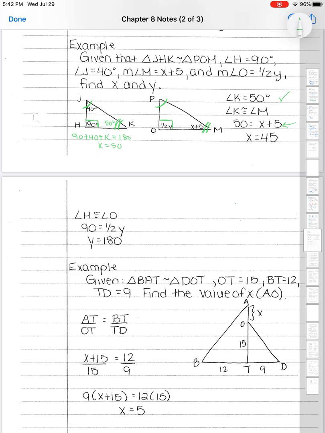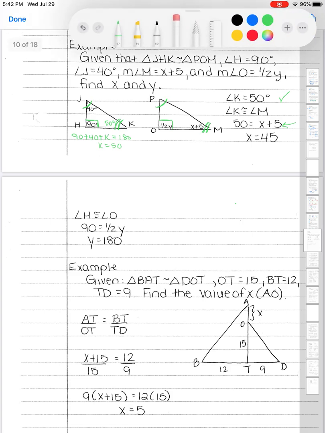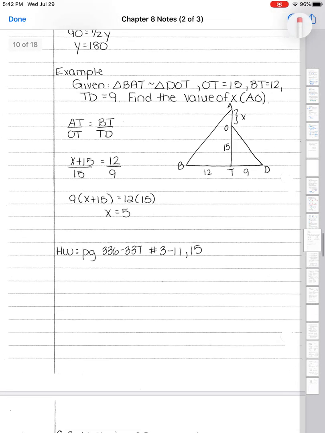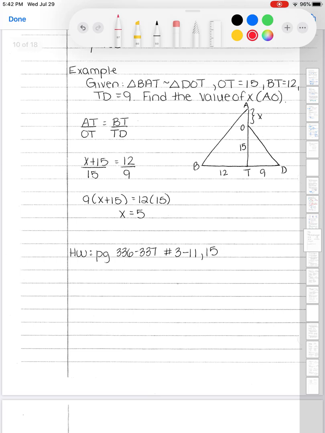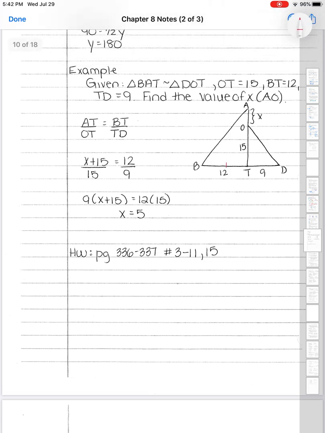Okay, so if this angle is 90 and this one is 40, I know that 90 plus 40 plus K has to equal 180, which means K has to be 50. So that piece I know. I also know that K and M have to be equal, so I'm going to set those two equal, so I get X to be 45. There's my first part. And if I know that H is equal to 90, O also has to equal 90, so I'm going to set 90 equal to the 1/2 Y, and that gets me 180 for that one.